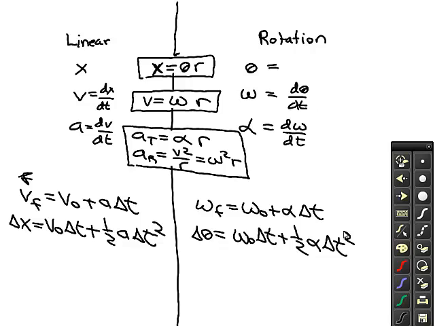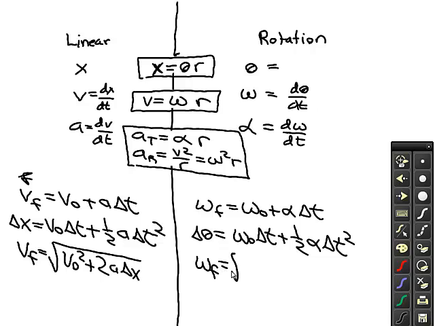And then, of course, we have the time-independent equation that says, and you'll love this, V final equals the square root of V naught squared plus 2A delta X. Instead, we will say omega final equals the square root of omega naught squared plus 2 alpha delta theta.